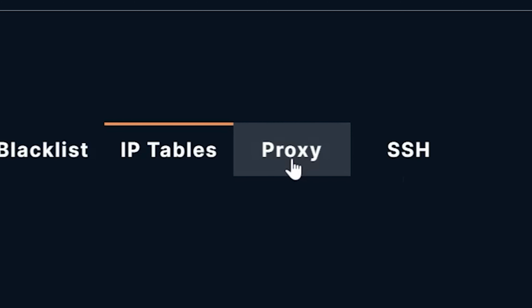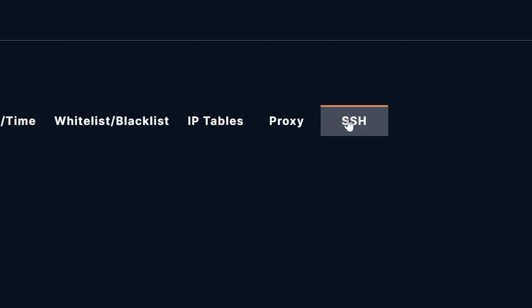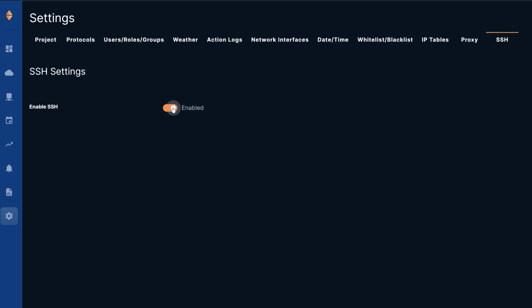The next area is proxy settings. If your KMC Commander gateway requires it, here you can enter the HTTP and HTTPS proxy addresses. The last section is SSH settings. This section allows you SSH or secure shell access, mainly used when you contact KMC technical support. That's all the local settings for the KMC Commander gateway.